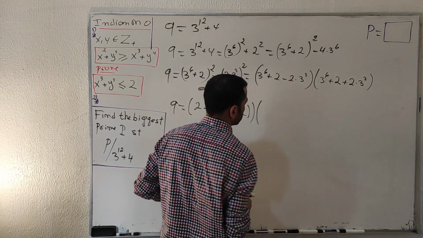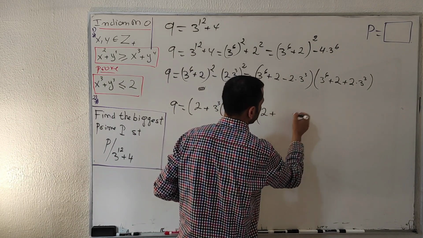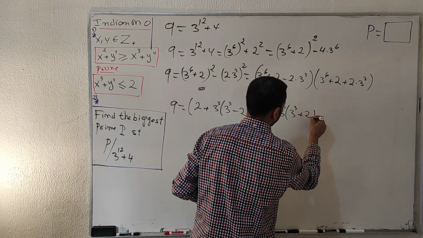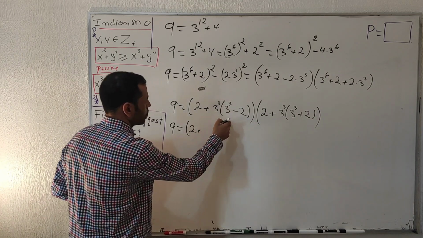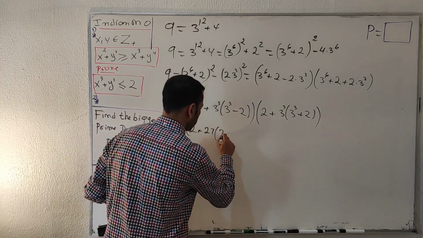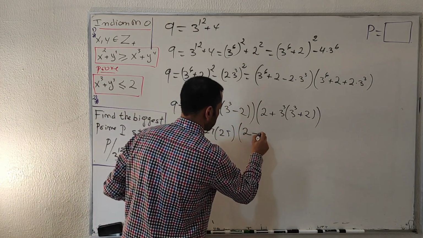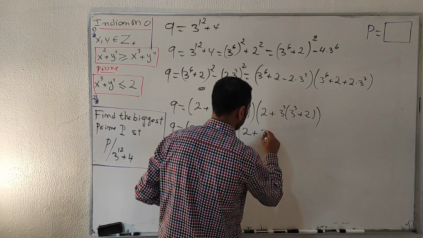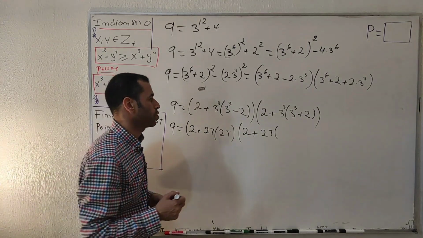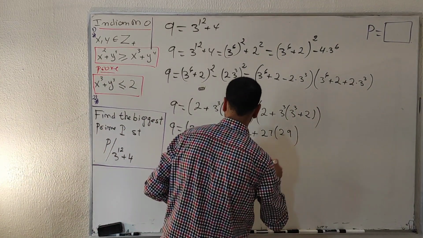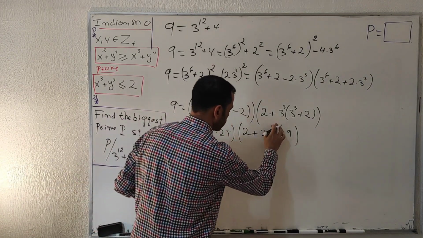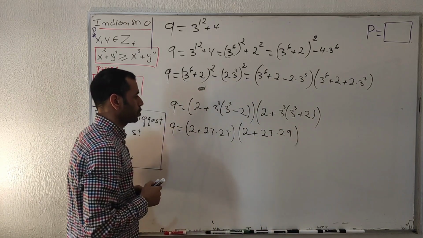Then I'm going to start with the second product. I will have 2 here in the front plus 3^3 times (3^3 plus 2), like this. By simplifying this one, I get 27 here. 27 minus 2 is 25. For the second product I will have the same thing: 27 multiplied by 3 cubed, which is 27, plus 2, which is 29. Now I have this product: 27 multiplied by 25, and 27 multiplied by 29.